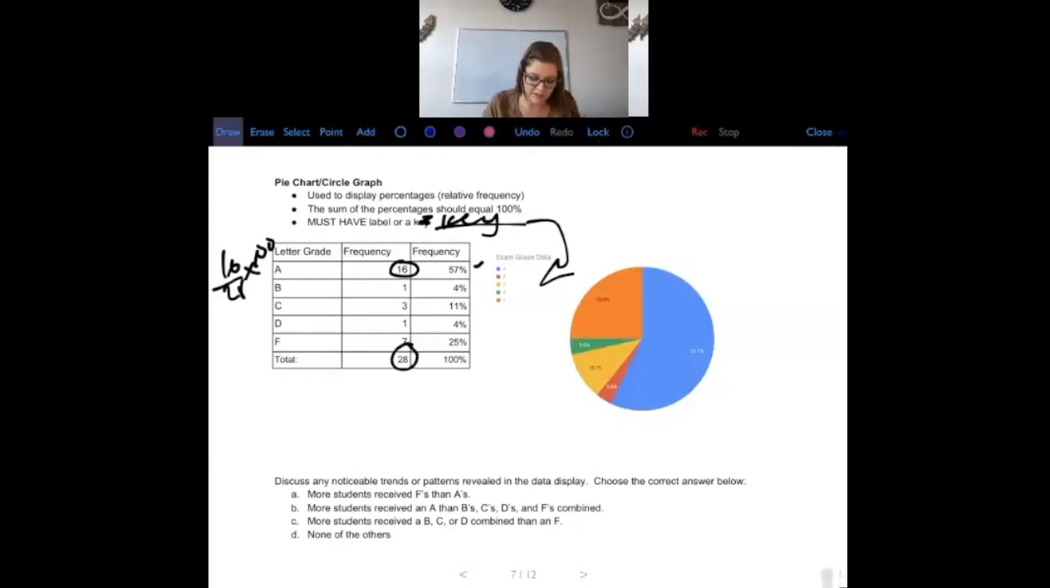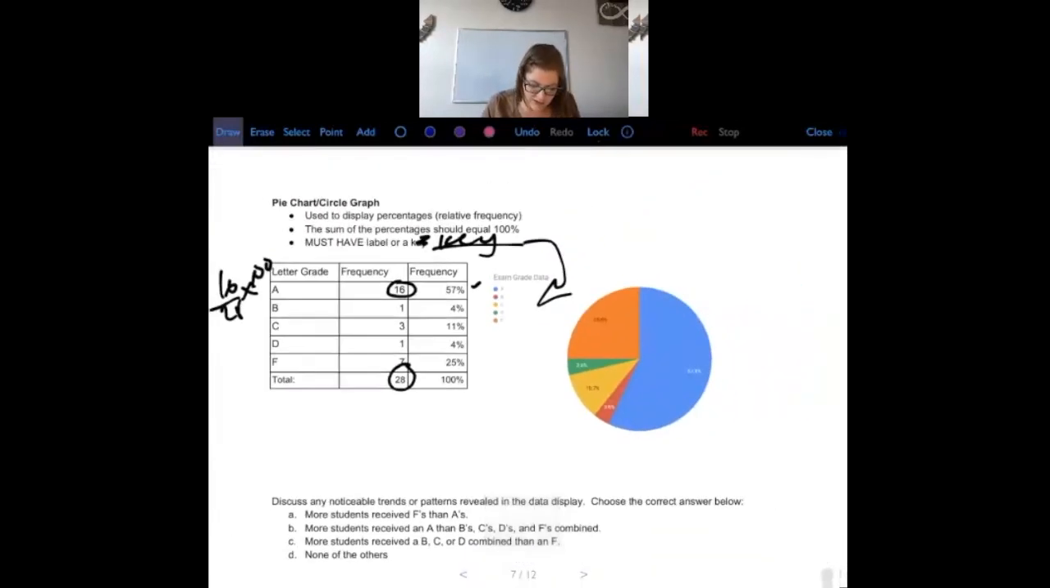Okay, so here A is blue, B is red, C is yellow, D is green, and F is orange. And now the slices should correspond to the frequency or relative frequency. So for instance, A is 57%, so we should expect the slice to be a little bit more than half. It wouldn't make sense to have a circle graph and say this is 50%. That's about a quarter. So the slices should correspond to how often the value occurs.